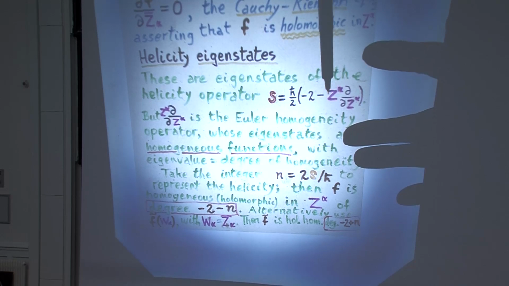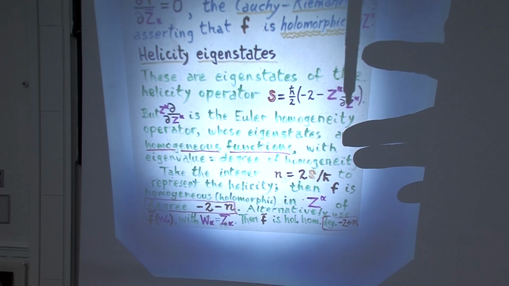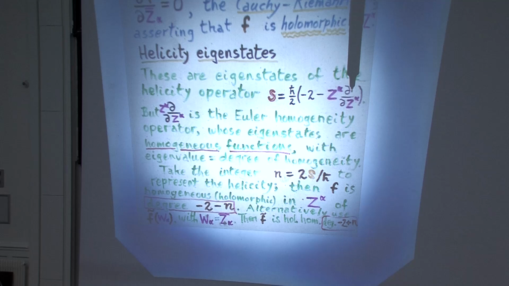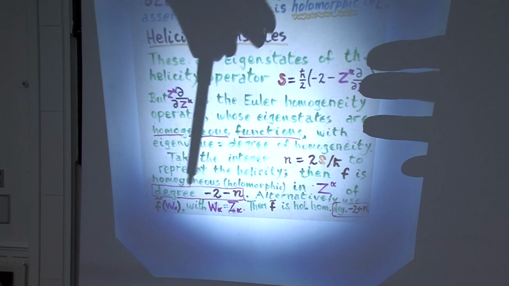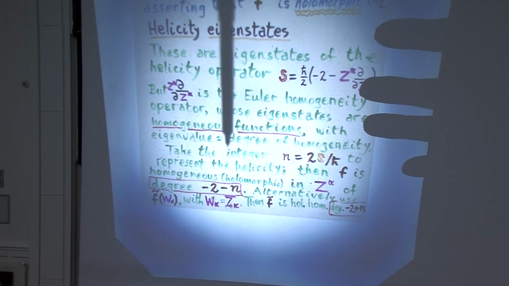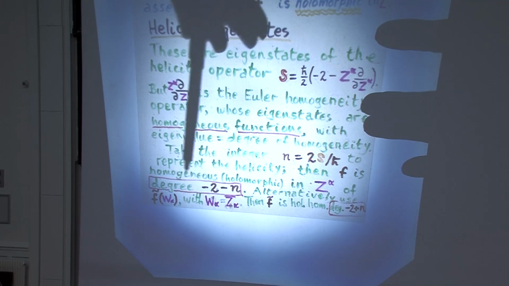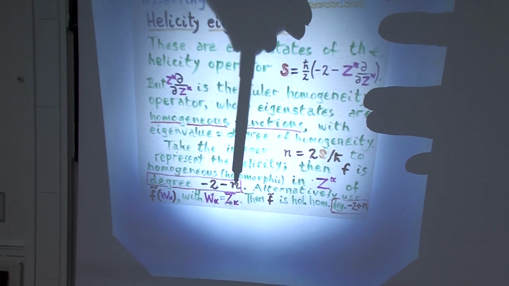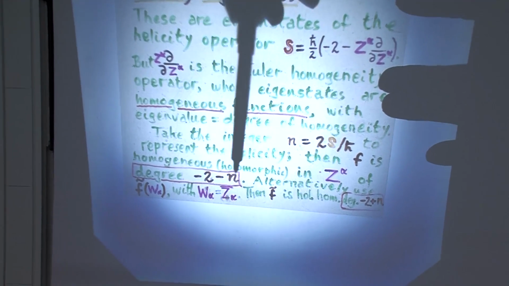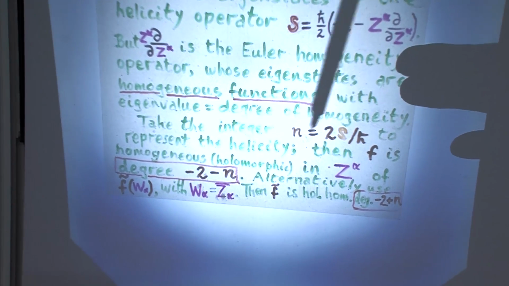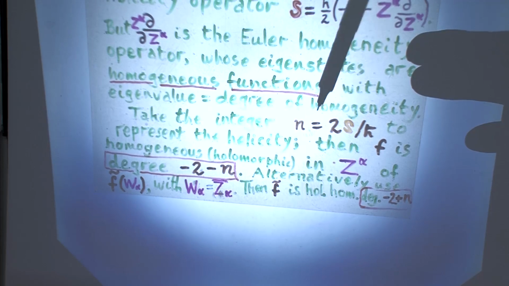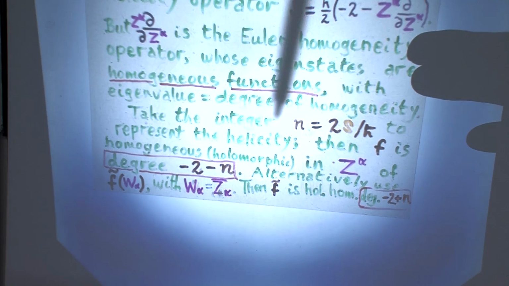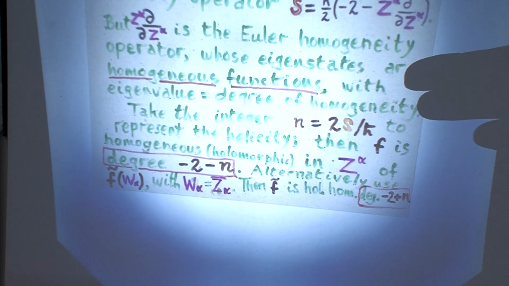The Euler homogeneity operator, the eigenvalues of this operator are therefore homogeneous functions, and you're looking therefore for homogeneous functions of a degree given by this here. Let's see, n is the homogeneity degree where the homogeneity is -2 minus n, where I think n is equal to twice the spin over h bar. So n is an integer, and so you're looking at an integer homogeneity degree.